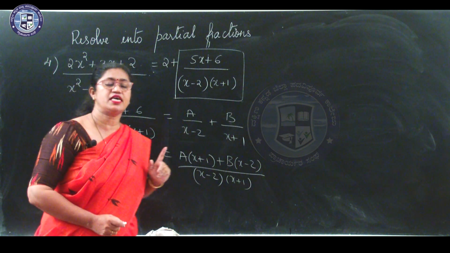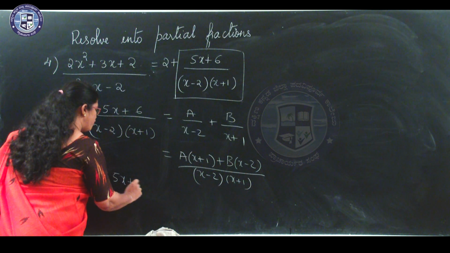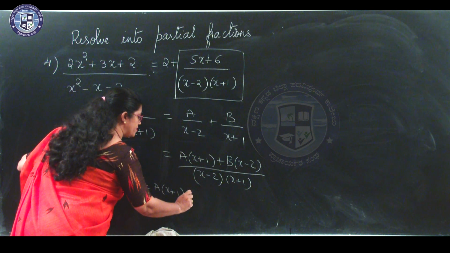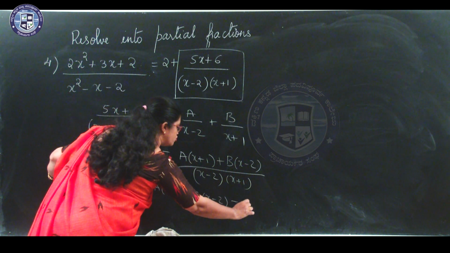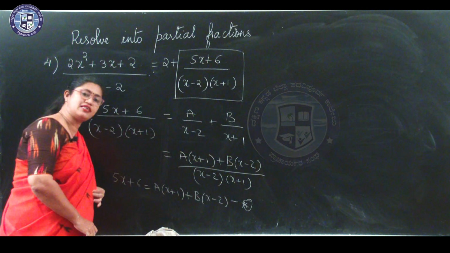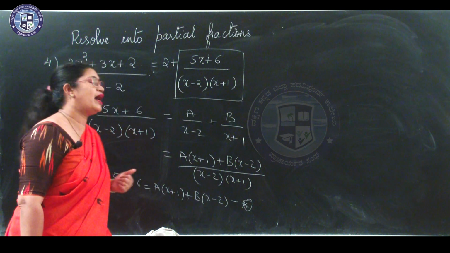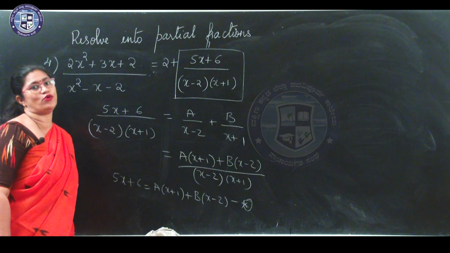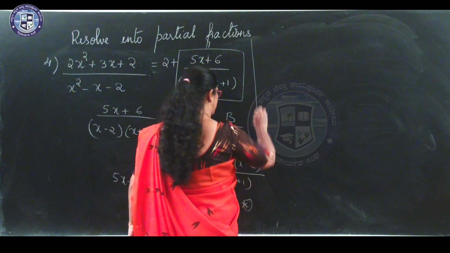Next step is equate the numerators. When you equate the numerators, you get 5x plus 6 is equal to a into x plus 1, plus b into x minus 2, write it as star. And now we need to find the values of a and b, and my substitution would be x is equal to 2 and x is equal to minus 1. So, let me substitute now x is equal to 2.